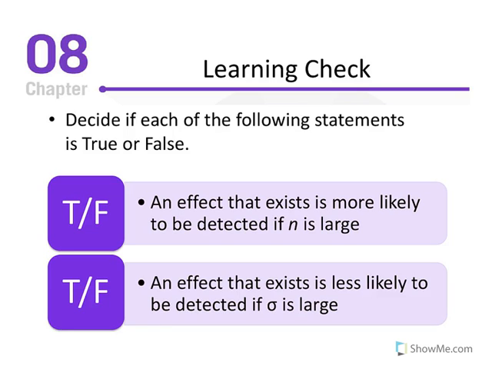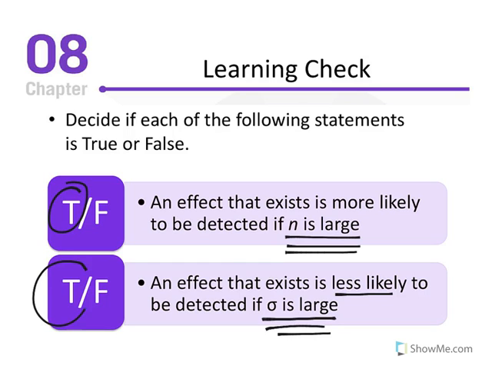And similarly, let's decide if these statements are true or false. An effect that exists is more likely to be detected if n is large. Remember, we hope for large sample sizes and low variability, so this would be true. The next one, an effect that exists is less likely to be detected if standard deviation is large. Yes, this is true, right? We want low variability, small standard deviation. Small standard deviation is going to increase the likelihood. So this is also true. It's less likely when we have greater variability. So that is true.